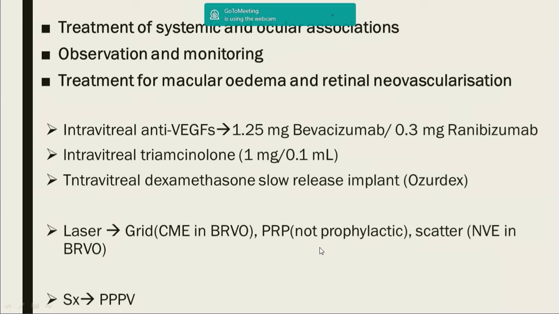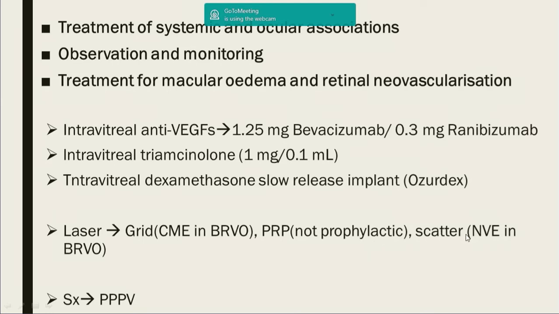Suppose the patient is having CRVO, that is central retinal vein occlusion. You want to give them panretinal photocoagulation. When do you give them? You give them if there is neovascularization, number one. And if the neovascularization is not noted, don't do a PRP thinking that it will prevent neovascularization. That is not the case. So what I'm trying to say is that it's not prophylactically done. But if you note a neovascularization, you can do a PRP.